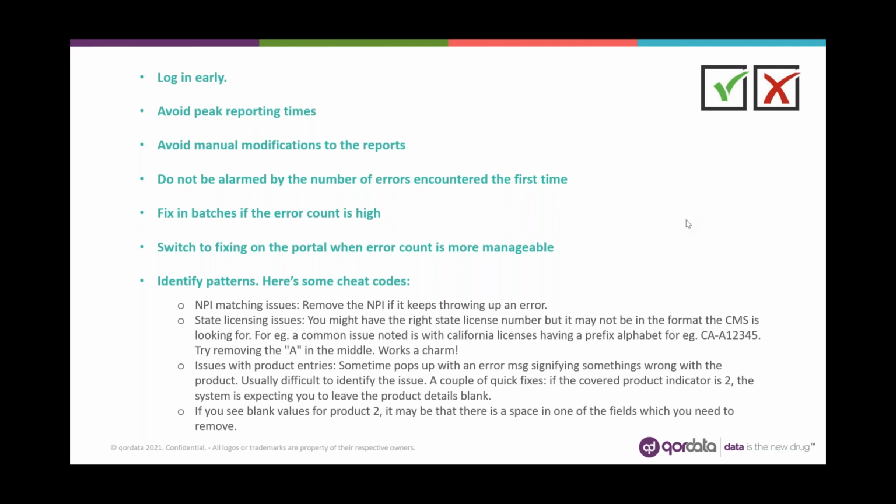Another issue that appears with products is that if you've got product 1 filled out, and then you've got product 2 fields appearing as well, and they're blank, then that might mean that there's a space in one of the fields, which is causing that extra section to appear. So try just checking to see if there's any spaces over there.